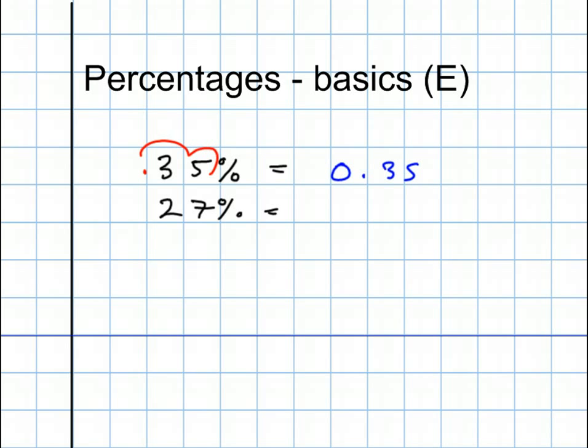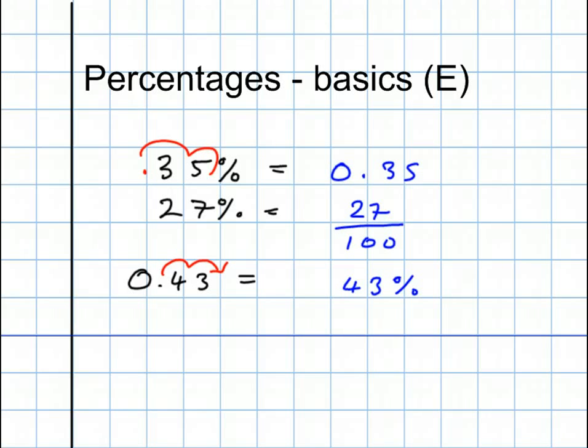Well, a percentage is just a fraction over 100. So we write 27 over 100. We also need to be able to work the other way around. That is, convert decimals, here we go, 0.43, to percentages. Well, in this instance, we move the decimal point 2 places in the opposite direction, to the right, to make it 43%.